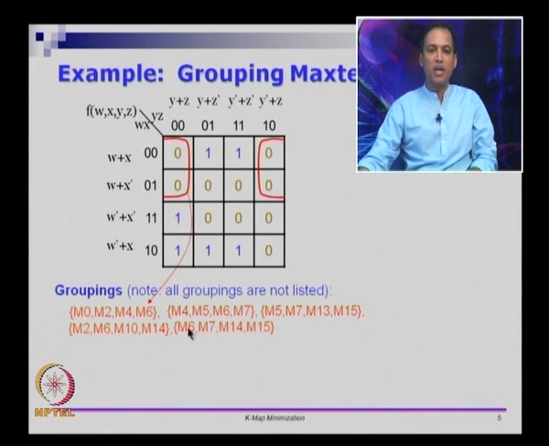Let us look at this one, M6, M7, M14, M15. So this is M6, this is M7, this is M14, this is M15. These 4 zeros are also adjacent to each other. So that is one of the terms and so on. In this picture I am only showing one of the groupings, I am not showing all the groupings. So this is to get the possible groupings.